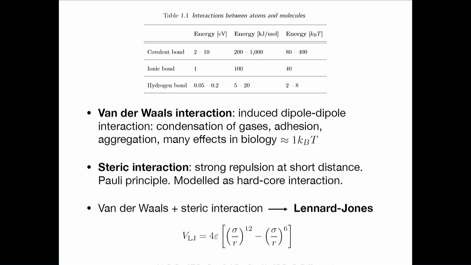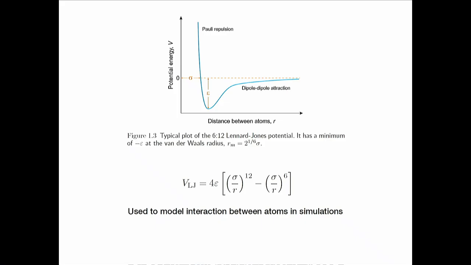There is one interaction which captures both the van der Waals large-distance interaction and the steric short-distance interaction. It's the so-called Lennard-Jones potential. The Lennard-Jones potential has this form. At short distances, it's a repulsion which goes like 1 over R^12. And at large distance, it's an attraction which goes like 1 over R^6. The shape of this Lennard-Jones potential goes like this. So it's extremely repulsive at short distance and weakly attractive at large distance. The minimum is at a radius 2^(1/6) sigma.